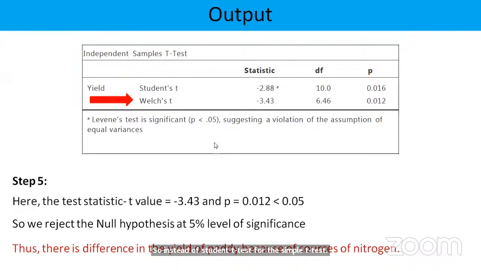The p value is 0.012. This is less than 0.05. That is, we reject the null hypothesis. So there is a difference in the yield of paddy because of the source of nitrogen. We will see this demonstration.